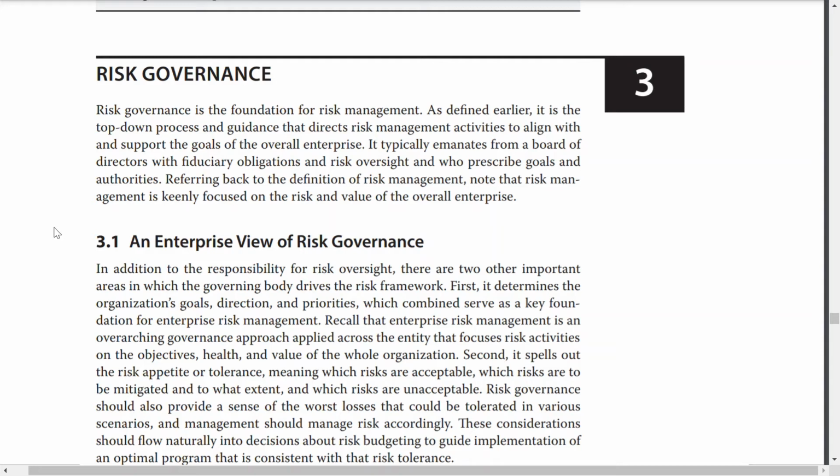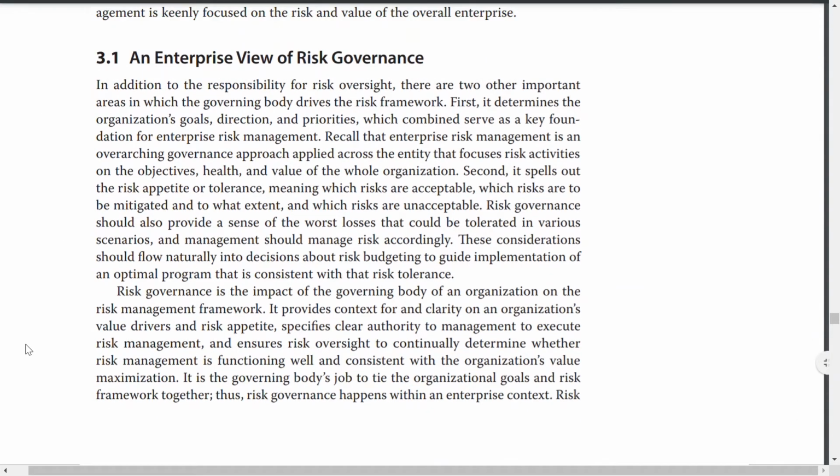Enterprise views of risk governance. In addition to the responsibilities of risk oversight, there are two other important areas in which the governing body drives the risk framework. First, it determines the organization's goals, directions, and priorities, which combined serve as a key foundation of enterprise risk management. Recall that enterprise risk management is an overarching governance approach applied across the entity that focuses risk activities on the objectives, health, and value of the whole organization. Second, it sets out the risk appetite or tolerance, meaning which risks are acceptable, which risks are to be mitigated, and to what extent.